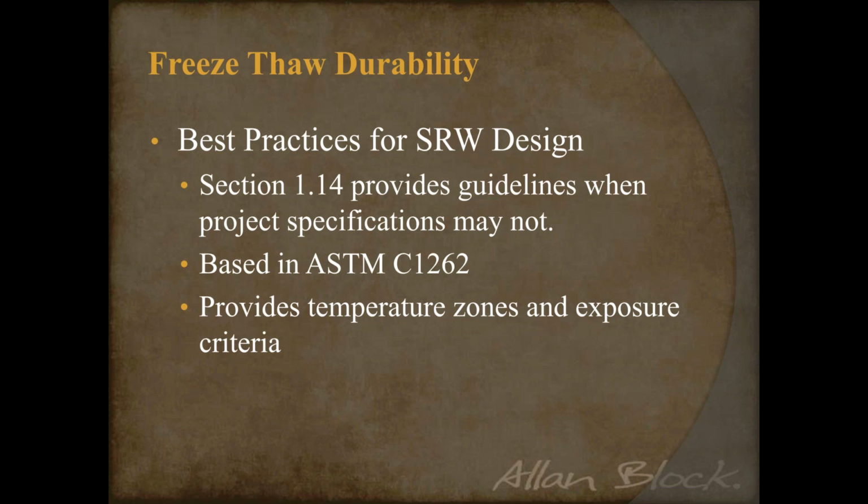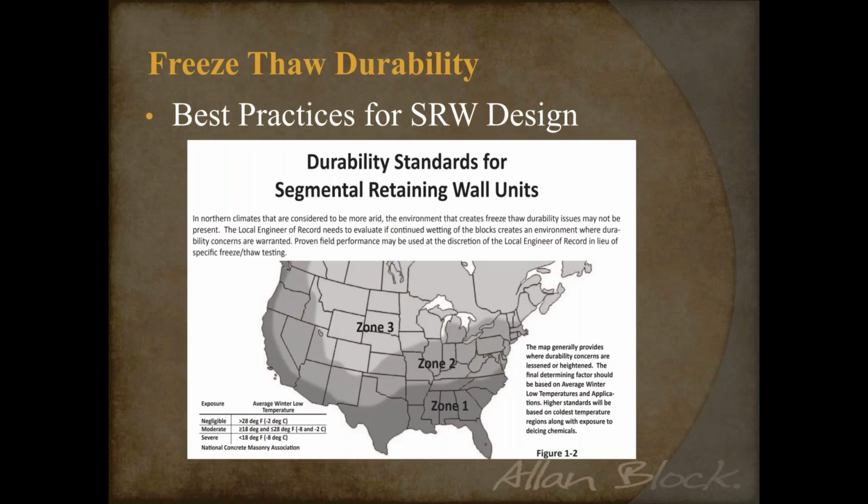These are just recommendations. They're based on C1372. And the manual provides a temperature zone and exposure criteria map that hopefully is easy to read. It covers all of the U.S. and Canada. It also has the exposure criteria, so negligible or severe or moderate when it comes to exposure to saline or salt, right?